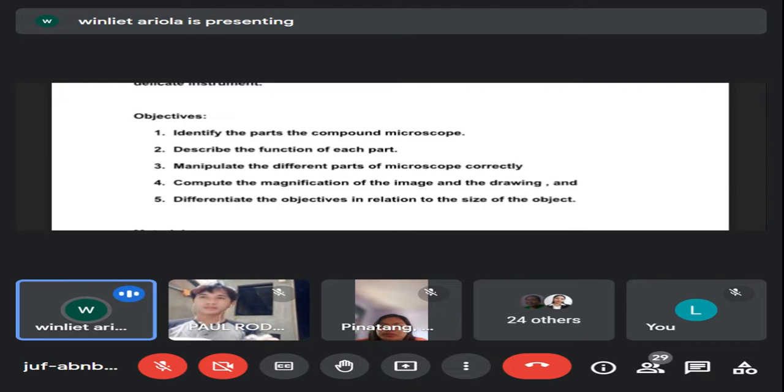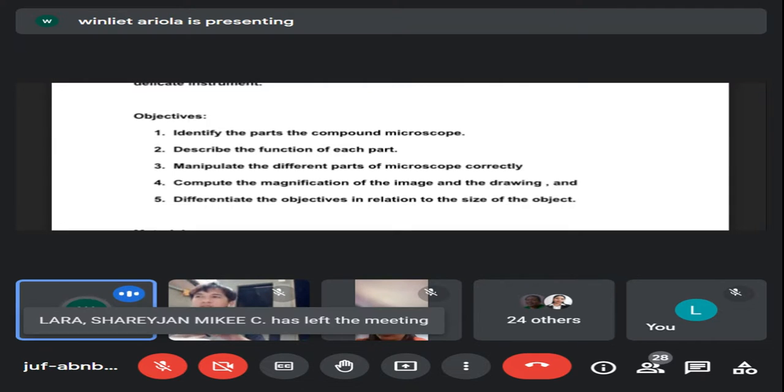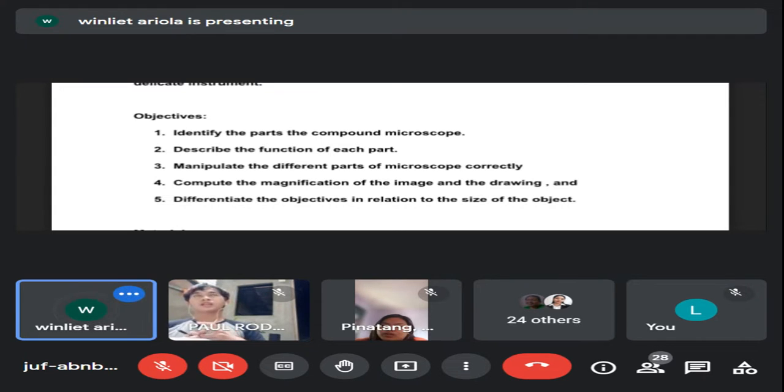But that is not yet the total magnification. That is just the magnification of each objective. Total magnification, i-multiply nyo pa yun siya sa magnification ng ocular lens, which is 10. So for example, I will be giving you an image or a picture of a microorganism, and then sasabihin ko doon na ito is nasa under LPO, and then ang kanyang ocular lens is 10. So I will be asking you to compute for its total magnification. So compute nyo lang, no?